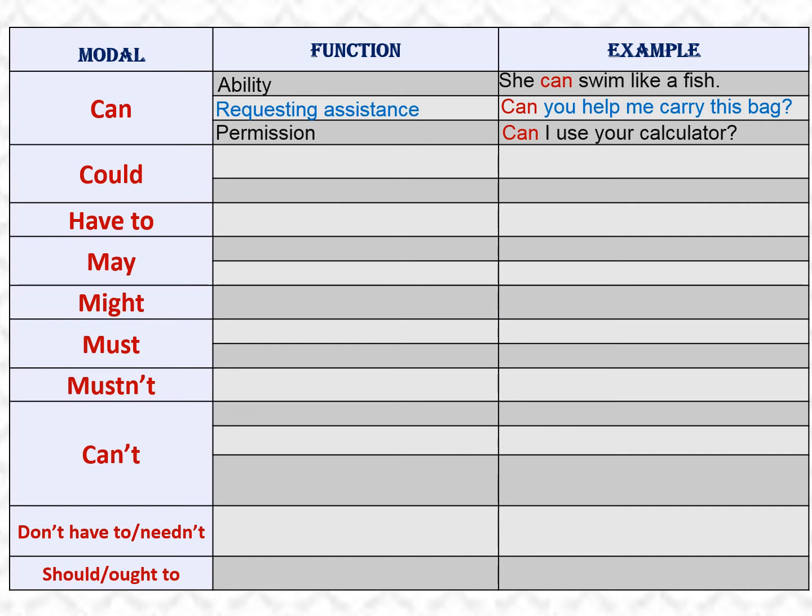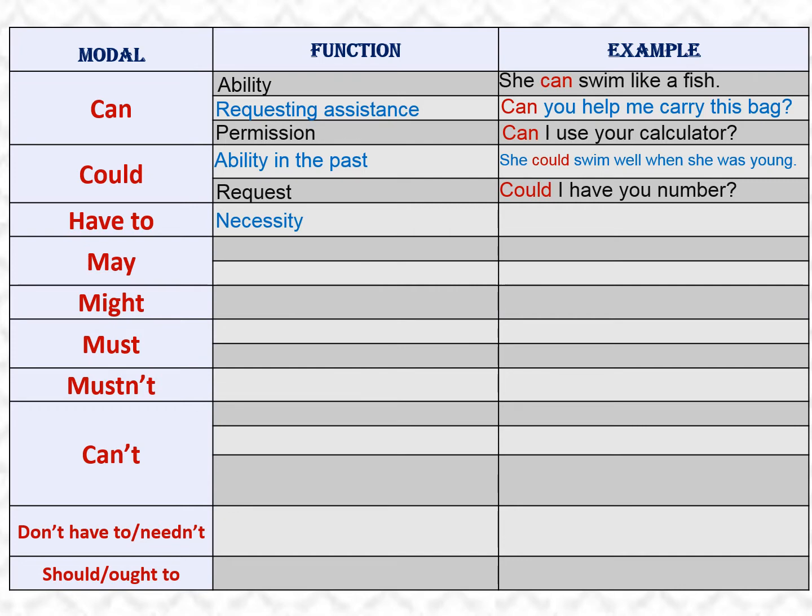Could can be used to express ability in the past. For example, she could swim well when she was young. Or it can be used for requests. For example, could I have your number, please? Have to. Have to can be used for necessity. For example, they have to wear blue uniform.